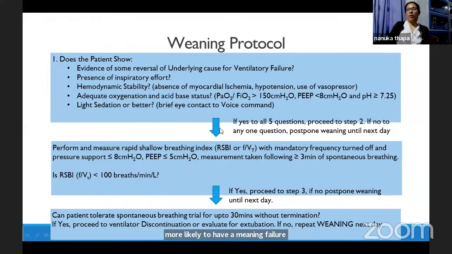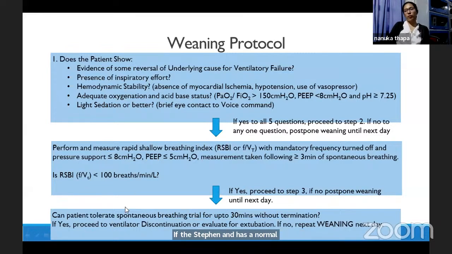And again, repeat the above 2 steps. So if RSBI is less than 100, then we can go to the third step. In the third step, if the patient tolerates a spontaneous breathing trial for more than 30 minutes, that is, the patient is disconnected from the ventilator and kept on T-piece for 30 minutes or kept on a pressure support of 5 centimeters. If the patient remains stable and has a normal ABG, then we can proceed with extubation.